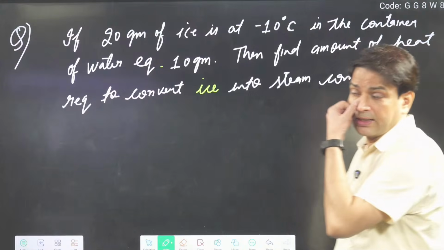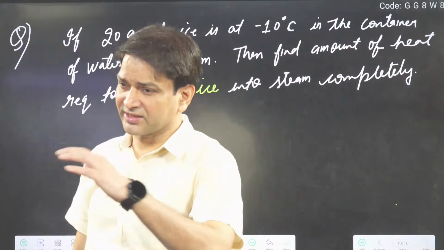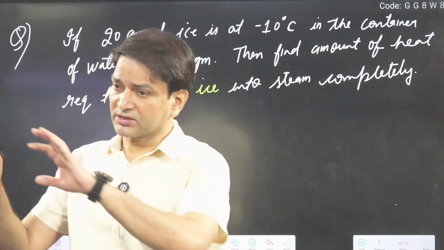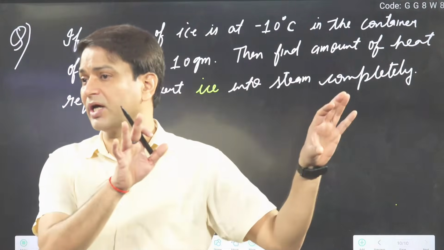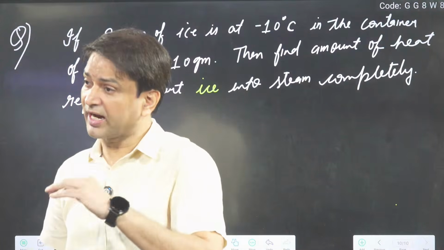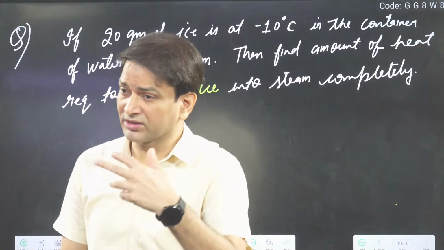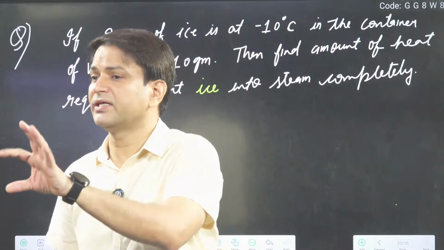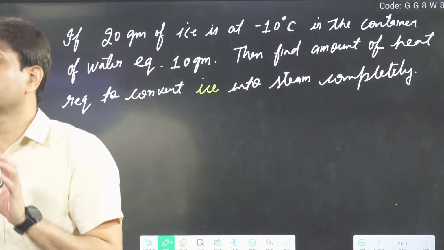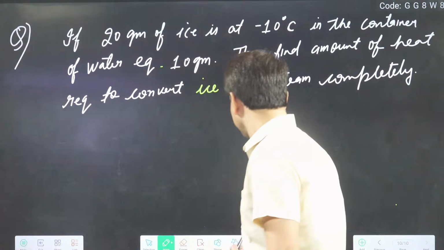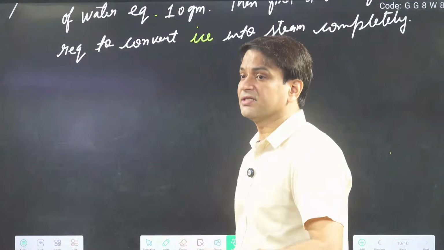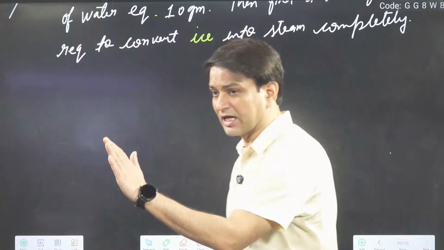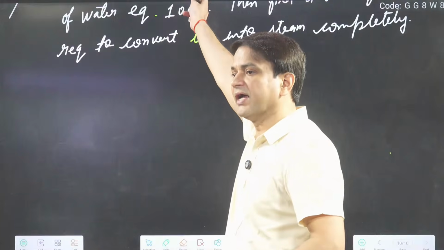Now listen, in this type of problem, when state change as well as temperature change is involved, first write all the phase transformations and all the temperature changes, then start adding the heat. The reason is, if you start writing directly and taking the heat, maybe in between you will miss any phase change or temperature change. So here two phase changes and two temperature changes are involved. First we will write all the transformations from ice to steam.